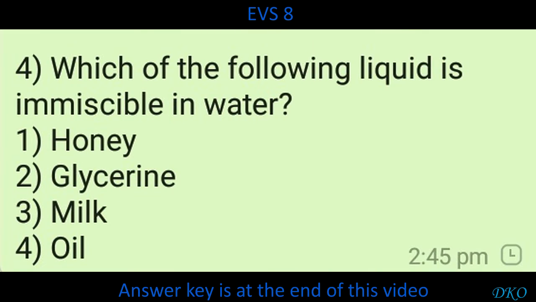Question number 4. Which of the following liquid is immiscible in water? Option number 1 is honey. Option number 2 is glycerine. Option number 3 is milk. And option number 4 is oil.